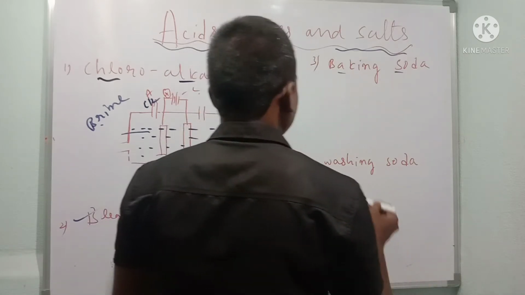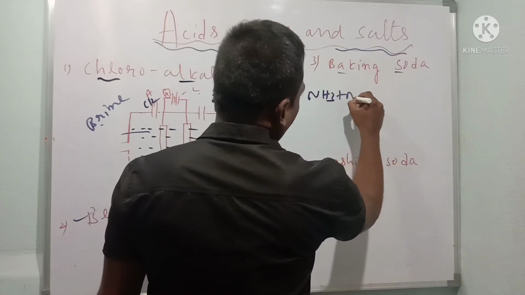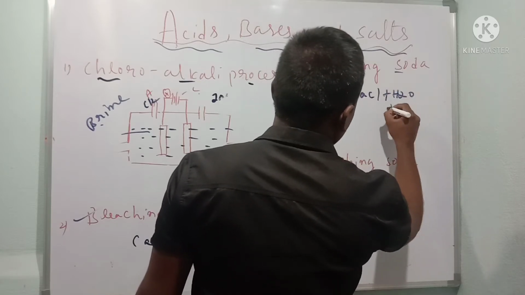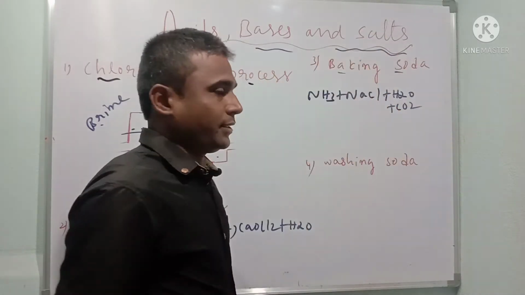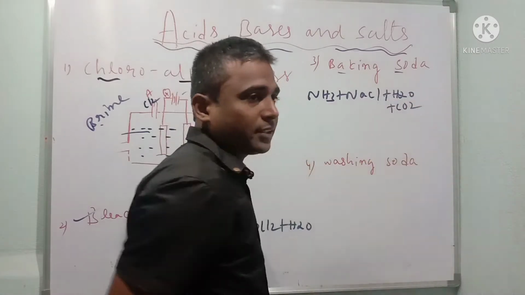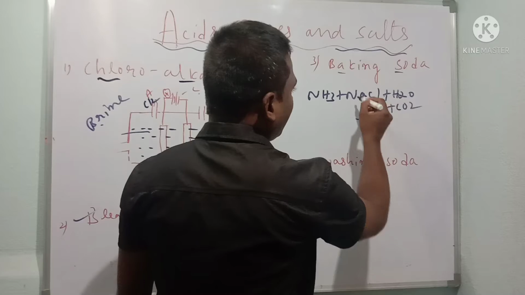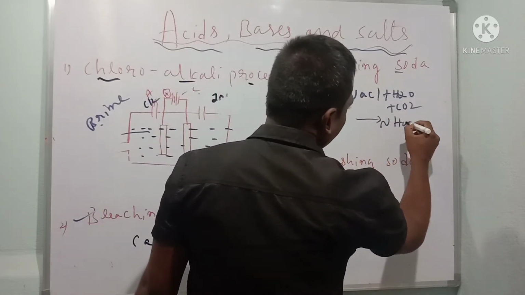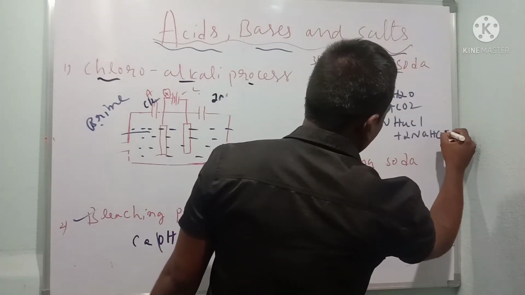When we take ammonia plus sodium chloride solution plus water plus carbon dioxide, simultaneously we are going to take all the things. Actually this is a mechanism where we take the products one by one, but remember you can directly write it. So after that, we are going to get ammonium chloride plus 2 times sodium hydrogen carbonate.